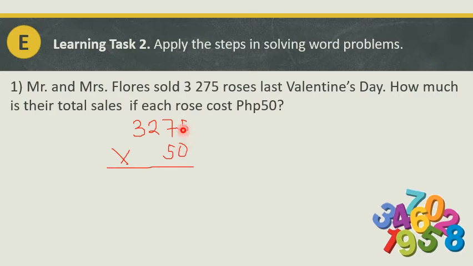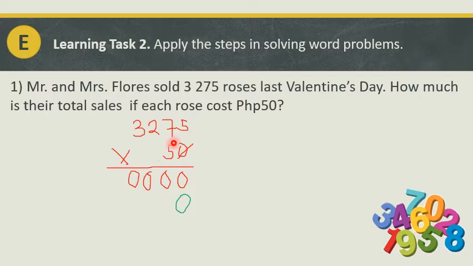Okay, so ito ay 0 times 5, 0 times 7, 0 times 2, 0 times 3. So, 0 times 5 is 0, 0 times 7 is 0, 0 times 2 is 0, and 0 times 3 is 0. So, tapos na tayo dito sa 0. Next naman ay dito tayo sa 5. So, ito ay nasa 10th digit, so maglalagay tayo ng 0 dito sa mauuna.